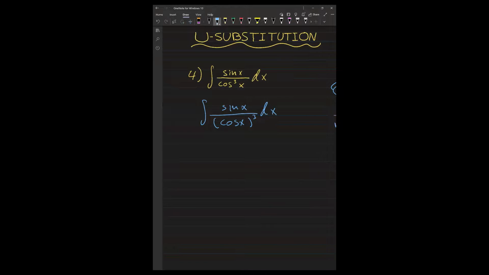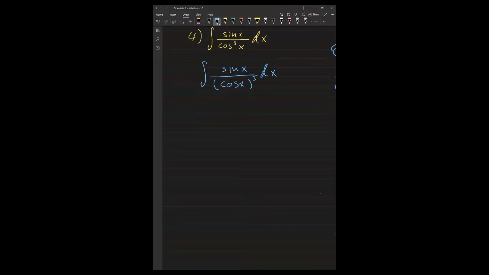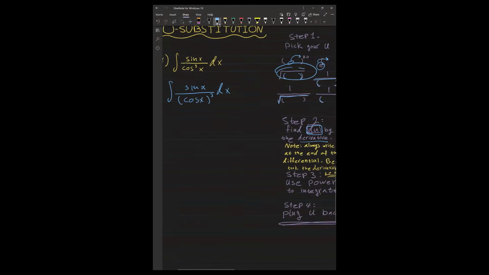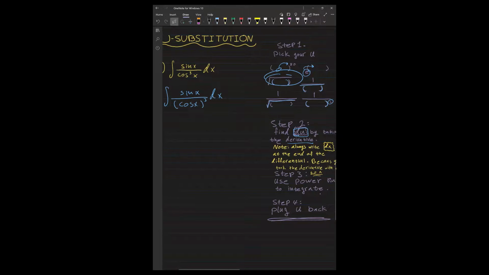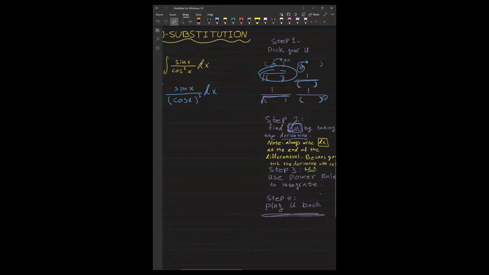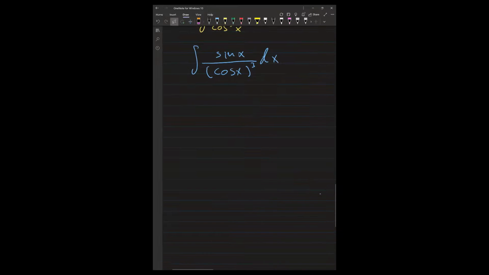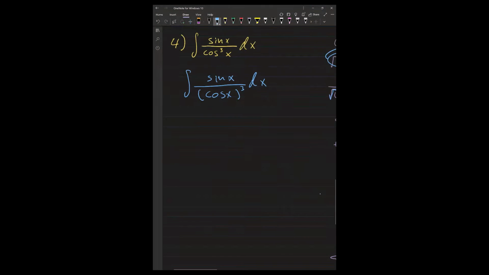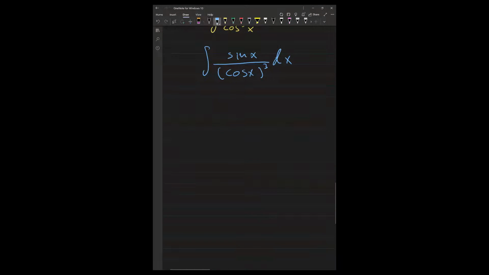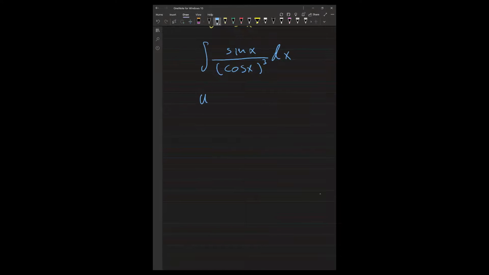Okay. Now, we are going to substitute. As we said, this is a fraction, and there's something in the denominator raised to a power. So we're going to use that as our u. We're going to pick that out as our u. So u is equal to cosine x.